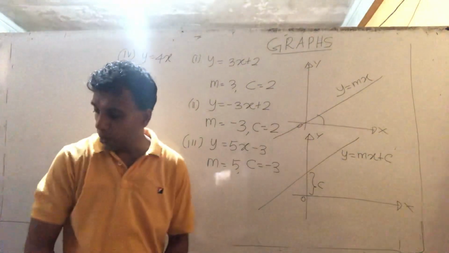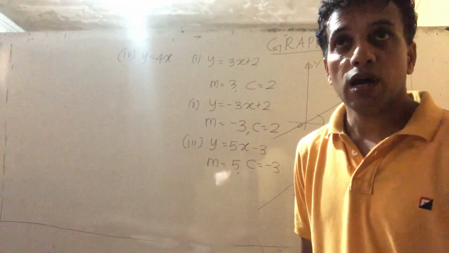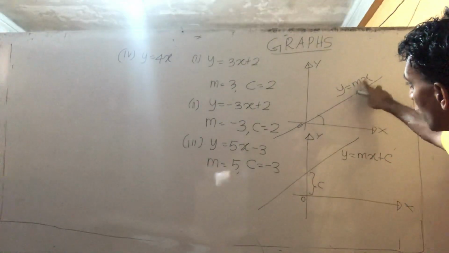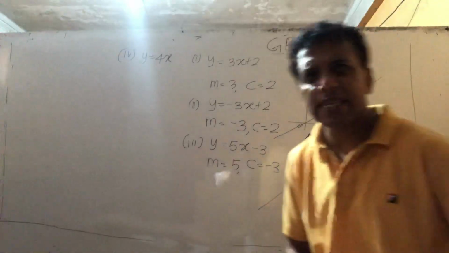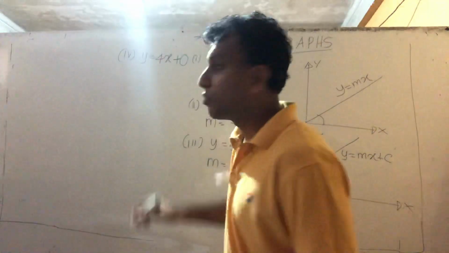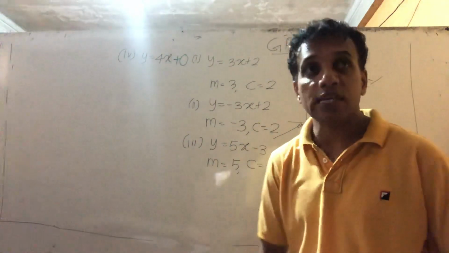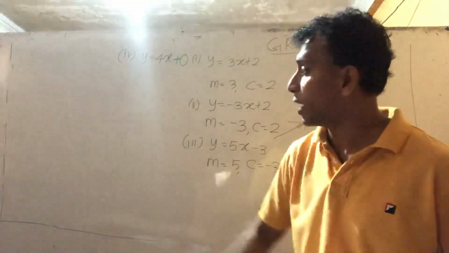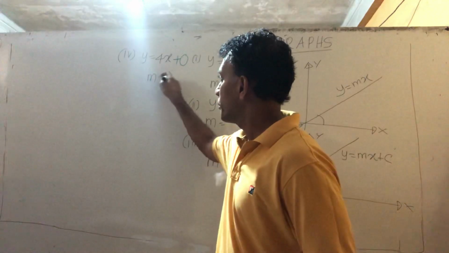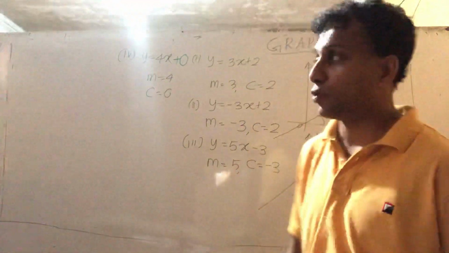Next, the fourth problem, y equals 4x. Here there is no c, it is only y equals 4x. Or like c is 0, y equals 4x plus 0. You can say y equals 4x plus 0. So compare, what are the m and c values? m is the coefficient in front of x, so the gradient is 4. And c is what? 0. c is 0, right?